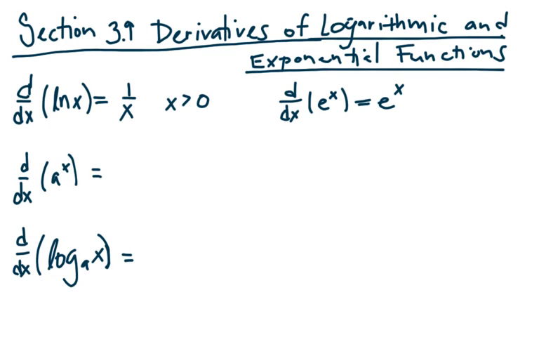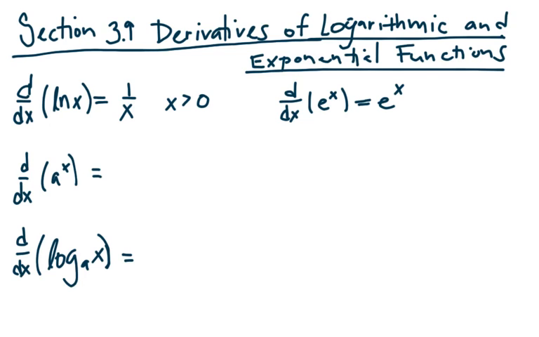Section 3.9, Derivatives of Logarithmic and Exponential Functions. So we've already talked about in previous sections the derivative of e to the x, and the derivative of e to the x is e to the x. A newer derivative is the derivative of the natural log of x. We're saying that the derivative of the natural log of x is 1 over x. Now if we have a different base than base e, it's a slightly more complicated formula, but not too bad.